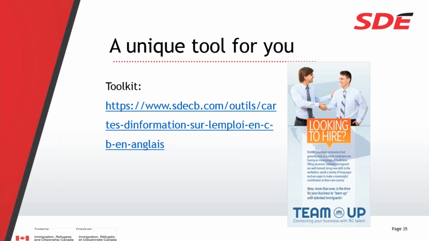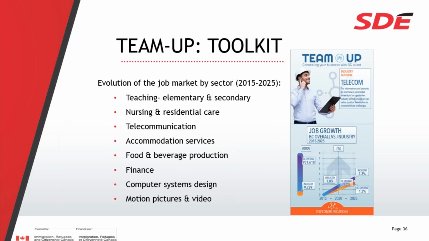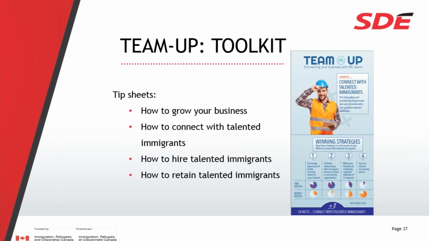Another tool that we created in partnership with IEC-BC is our toolkit. This toolkit gives you several tips on how to recruit a Francophone immigrant. You can see two main parts in this tool when you click on the link. The first one is regarding the sectors. As you can see, different sectors and what is the evolution of these sectors in terms of employment. It will show where your needs will be from now until 2025. The second part is regarding tip sheets: how to grow your business, how to connect with talented immigrants, how to hire talented immigrants, and how to retain them. So this tool is pretty simple and pretty useful.